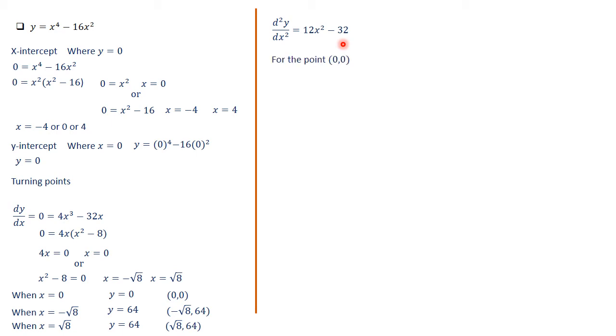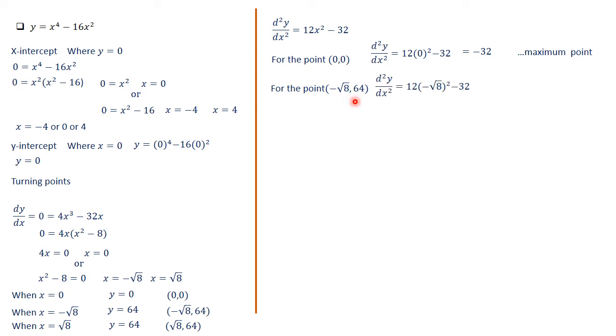So for the point 0, 0, putting x equal to 0 in this equation, you get negative 32. So it's negative, it means it's a maximum point. That's easy. The next point is negative root 8, 64. Putting negative root 8 in this equation, the answer is 64, positive. That means it's a minimum point. All right? I think that's easy. The third point is root 8, 64. Putting root 8 in this second derivative equation, you get 64, and it's a minimum point again.